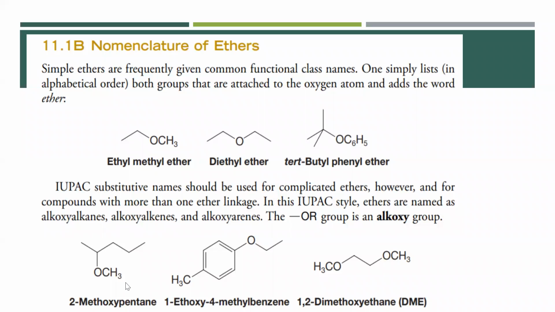Or you can also use the substitutive names. When you say substitutive names, we have to consider this one like our main parent chain is our alkane, no? And then this one becomes our substituent. In the substitutive name, the OR here, the one with the fewer carbons attached to your oxygen, becomes the alkoxy group. So here this is a methoxypentane, but we have to indicate where is the methoxy, and this is on carbon 2. So you name this one as 2-methoxypentane.